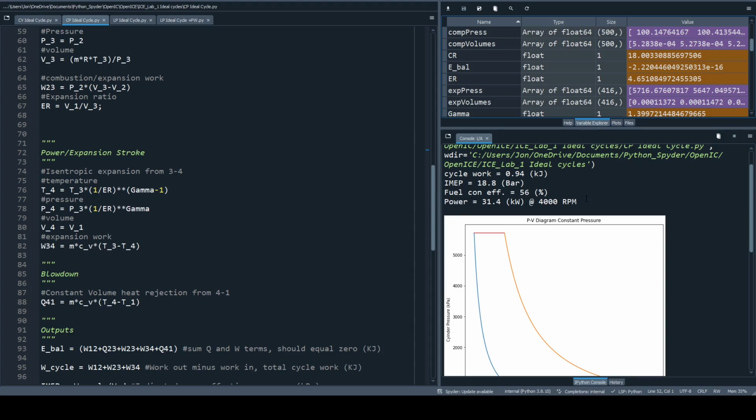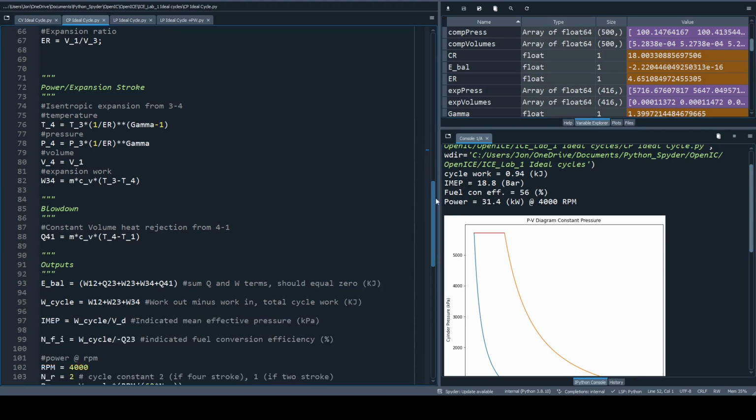We're going to be testing this at 4,000 RPM, not 9,000, because most diesels don't operate up at 9,000. And our fuel conversion efficiency is 56%. That's about all there is to it.